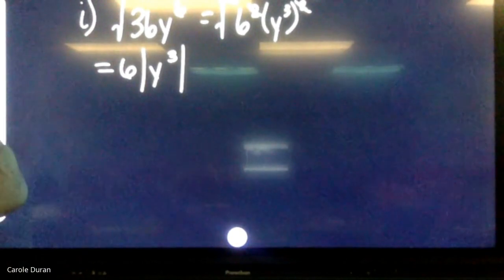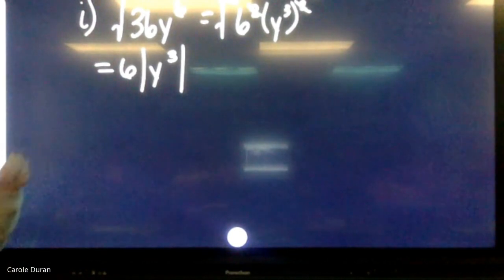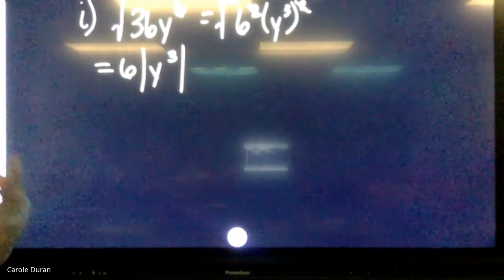I was taking a square root, which is even, and I was left with a y cubed, which is odd. So make sure you're keeping that in your brain somewhere. Yes.